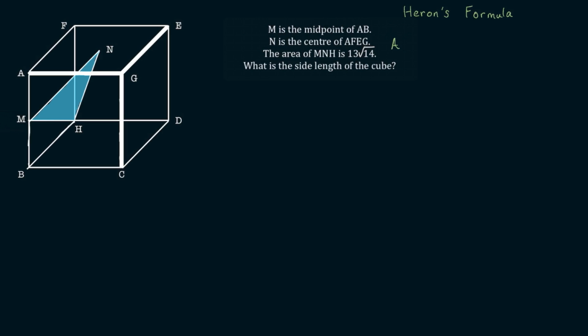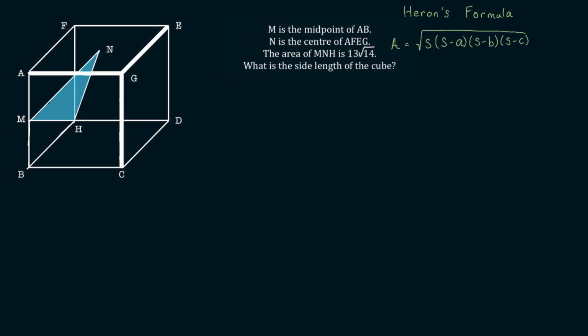And Heron's formula states that the area of any triangle is equal to the square root of S times (S minus A) times (S minus B) times (S minus C), where A, B, and C are the sides of the triangle, and S is the semi-perimeter. It's half the perimeter of the triangle.